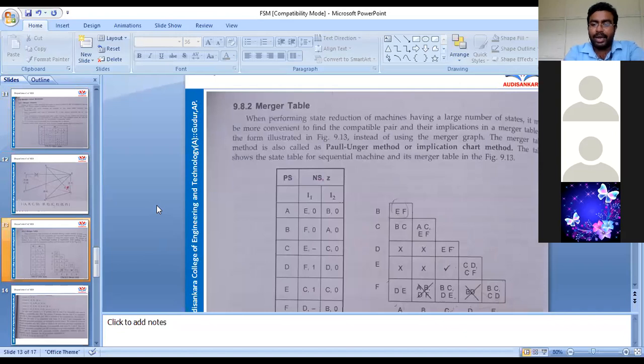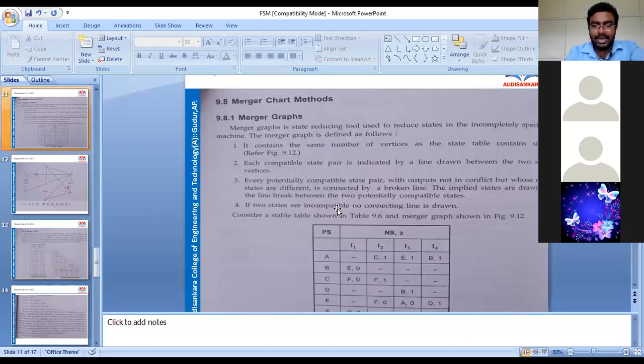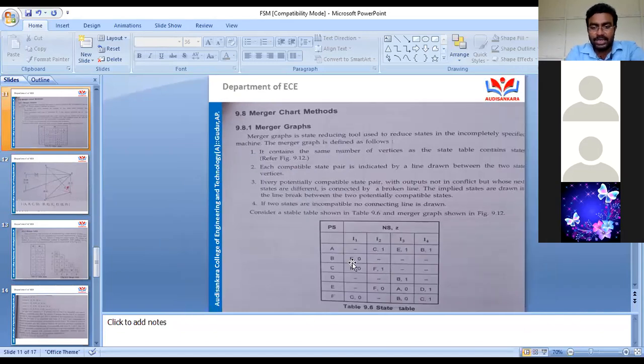Now, in the same way, you need to compare A with C, A with D, A with E, A with F. Each and everything should be compared here, students. Comparison should be done from one state to the other state completely. Then you need to compare B with A, B with C, B with D, B with E, and B with F. So we have to check compatibility between each and every state, students.